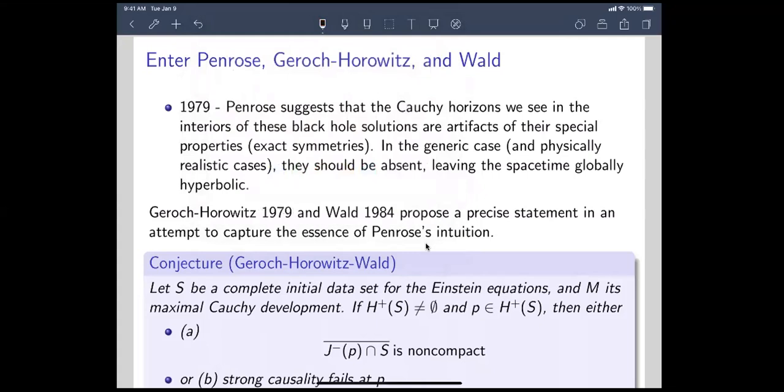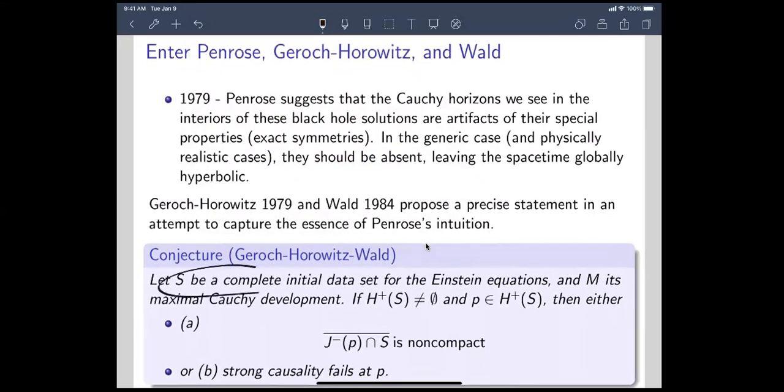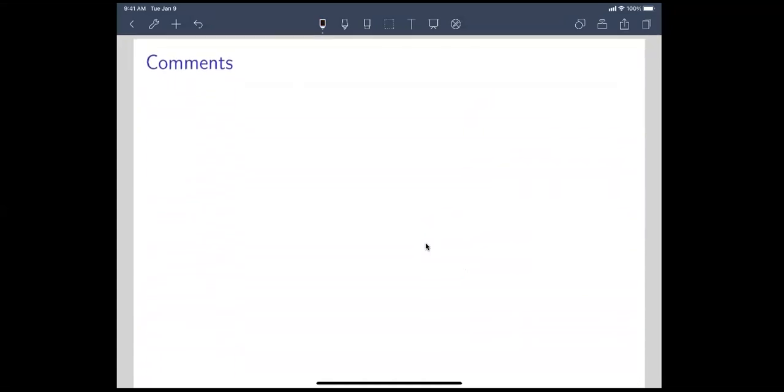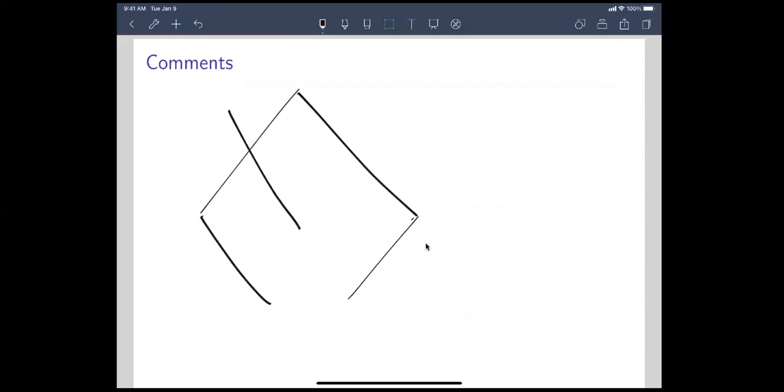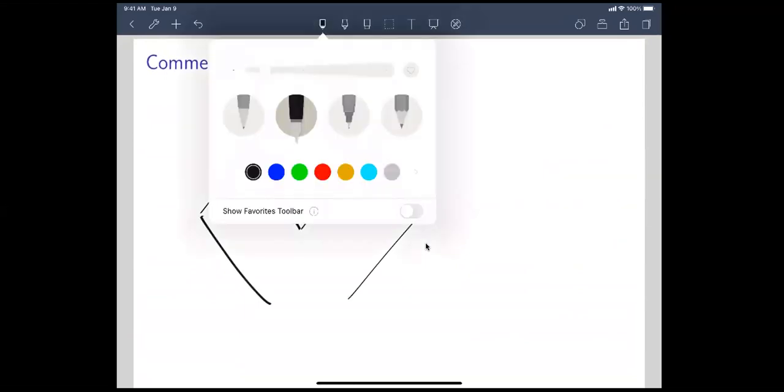And they come up with this statement, right? The statement says, suppose you have complete initial data, okay? So much like what we saw before. Suppose there's a Cauchy horizon. Suppose you take a point P on the Cauchy horizon, then one of two things must happen. Either there's a failure of strong causality at P, or the past of P intersected with the initial data is non-compact. Now, the relevance of the non-compactness is the following thing. And for this, you will have to permit me a fun analogy that will work out together.